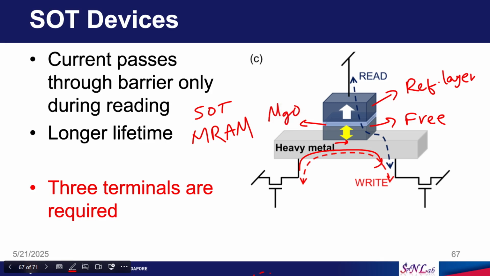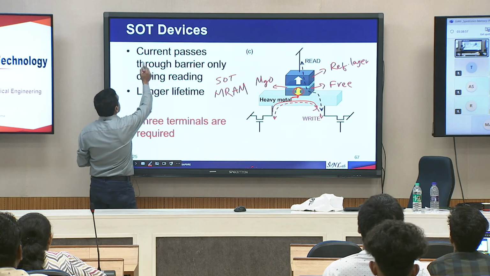Okay, so, this is an MTJ. You have free layer, magnesium oxide, reference layer, and you are switching this free layer magnetization by sending current through the heavy metal layer. Okay. So, this heavy metal layer sends certain spin to this layer, and because of that you can switch the magnetization. Okay. So, this is the design of SOT MRAM. There are some benefits and problems of this particular design. Okay. First, let us look at the benefit.